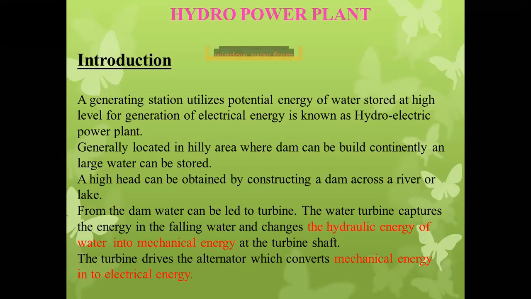From the dam, water can be led to a turbine. The water turbine captures the energy in the falling water and changes the hydraulic energy of the water into mechanical energy at the turbine shaft. Hydraulic energy of the water, especially falling water, is converted into mechanical energy by using the turbines.